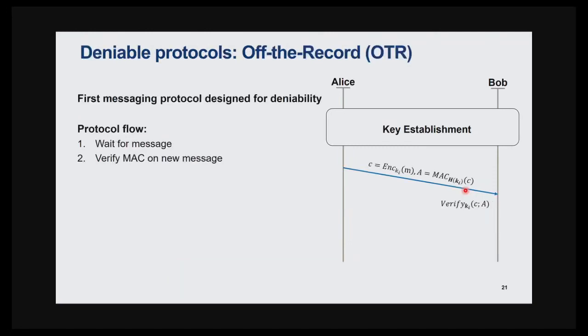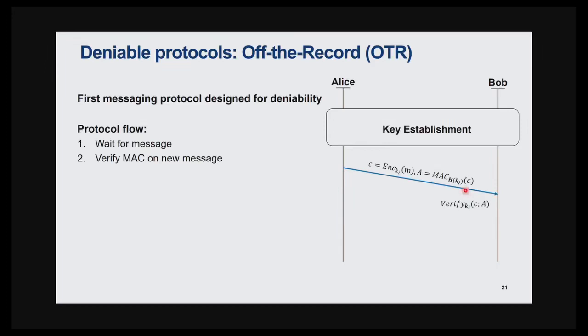So some concrete examples of this. Now, protocols have been designed that have deniability as a specific goal. So the OTR protocol, the off-the-record protocol, is perhaps the earliest example of this. This takes the same kind of structure where you do an asymmetric key establishment and then you use symmetric crypto to authenticate individual messages.